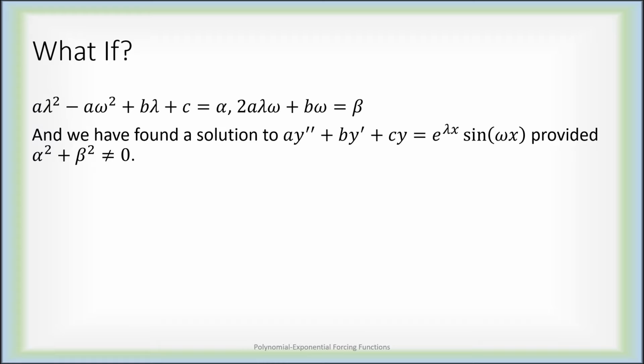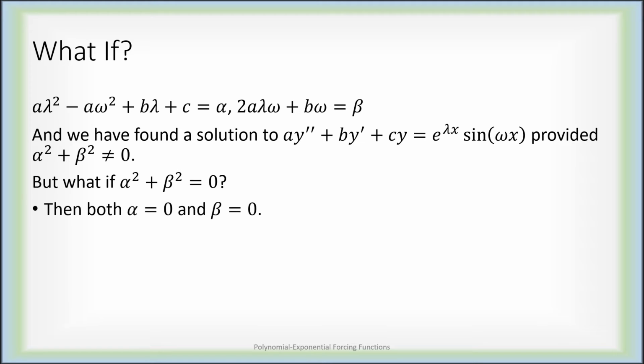So we have a somewhat lengthy but just tedious computation that gives us alpha, and another computation that gives us beta. Then, if we wanted to solve a y double prime plus b y prime plus c y equals e to the lambda x times the sine of omega x, we derived a nice explicit formula for what particular function we should use. However, it involved constants capital A and capital B that themselves required division by alpha squared plus beta squared. Therefore, alpha squared plus beta squared can't be 0 for all of our previous work to be valid. But what if alpha squared plus beta squared is equal to 0?